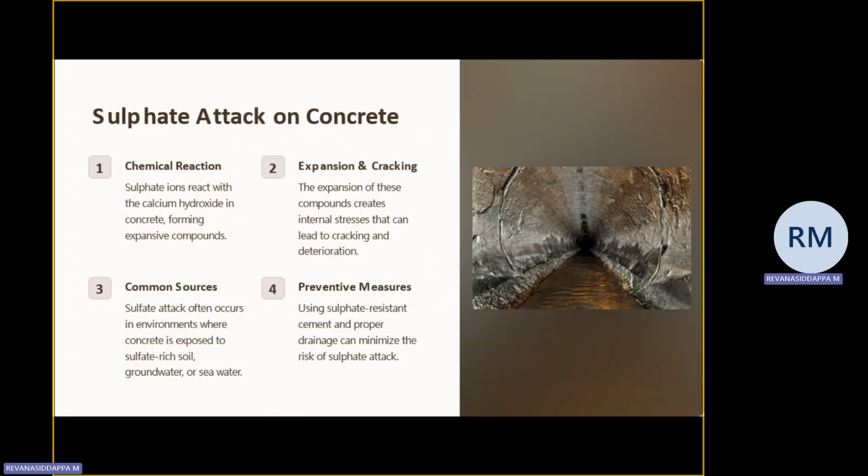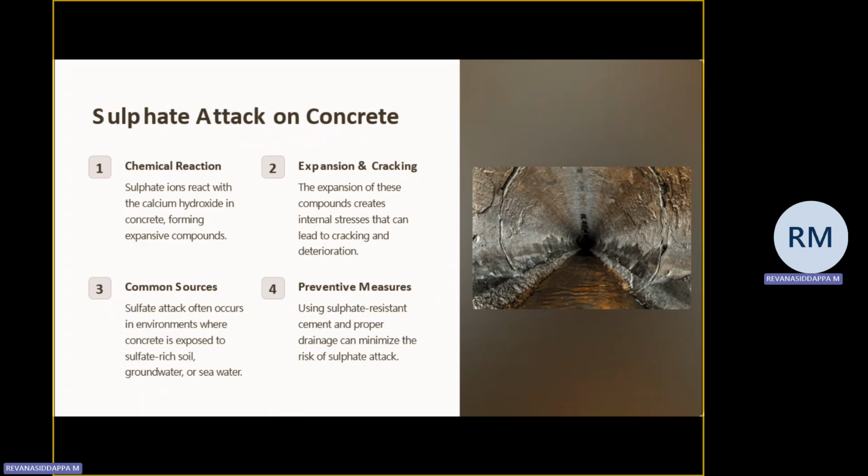Another topic is sulfate attack on concrete. It is caused mainly by chemical reaction, expansion and cracking; common sources and preventive measures. The first one is chemical reaction. Sulfate ions react with the calcium hydroxide in concrete, and this forms expansive compounds. And second one is expansion and cracking. The expansion of these compounds creates internal stresses that can lead to cracking and deterioration.